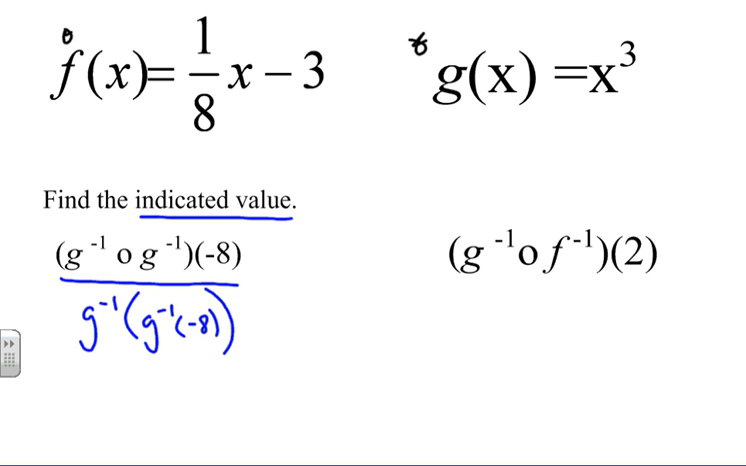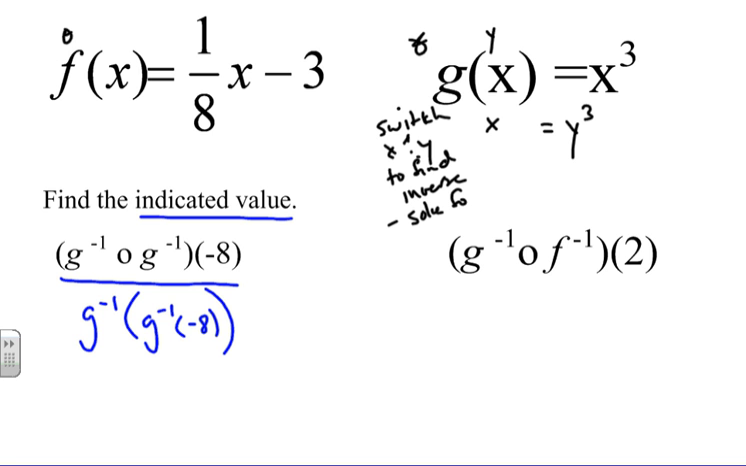So what I want to do in order to solve this problem is find the inverse of g. To find that, I'm going to switch my x and y values, and hopefully you know that g of x equals y cubed. So I'm going to switch my x and y's to find the inverse, and then solve for y. When I do that, I take the cube root of x, and that equals y, and that is my inverse of g of x.